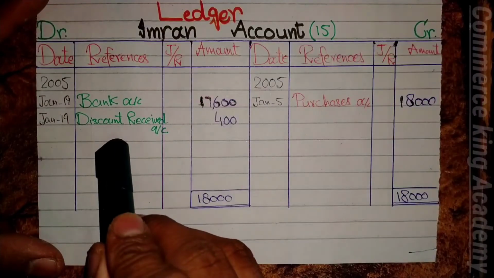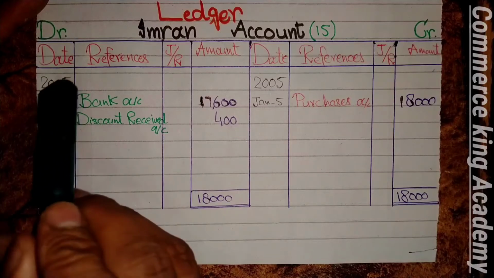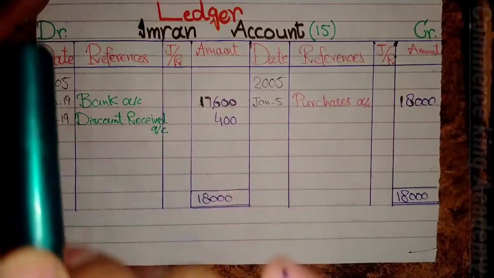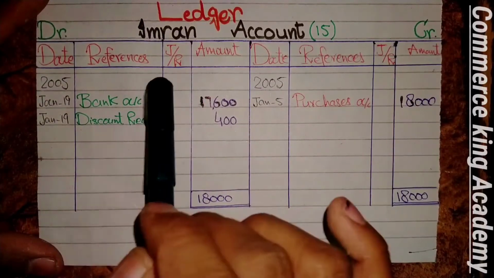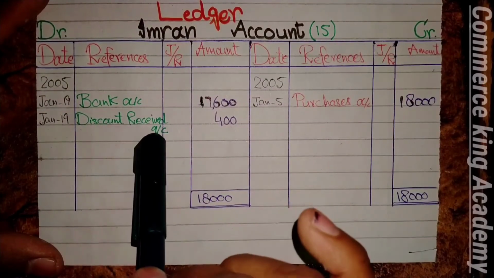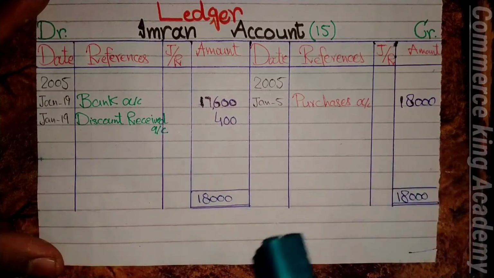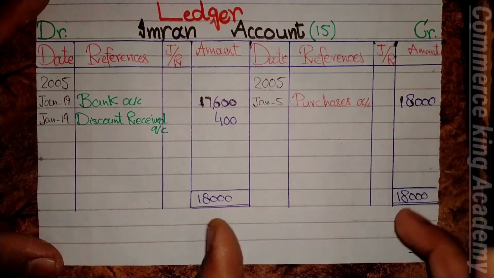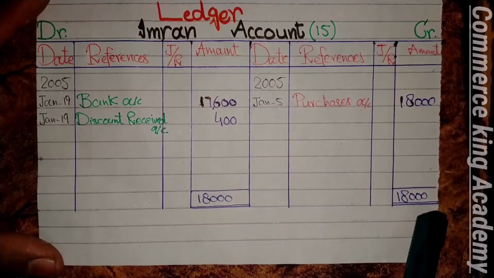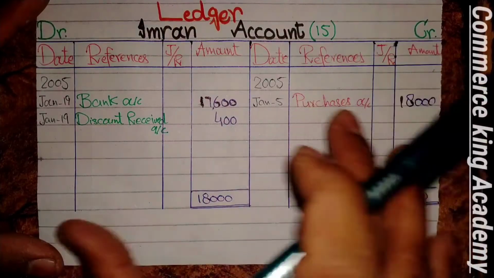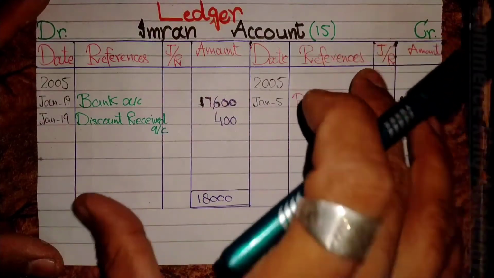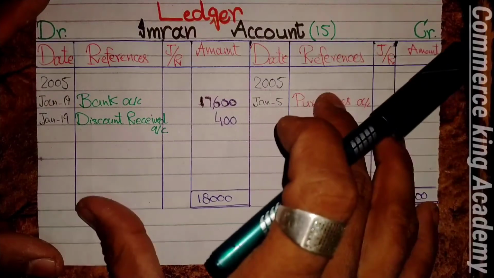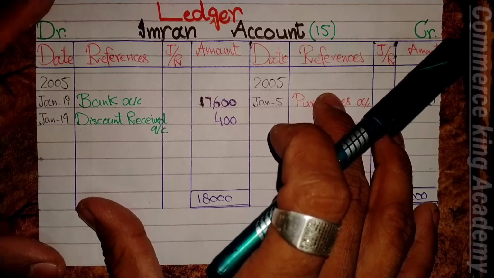So we will enter these accounts in this way, Jan 19 and Jan 19. So Imran account is debited here by these two accounts, this one bank account and this one discount received account. Okay, so the amounts of debit side and credit side of Imran's account are equal, 18,000 and 18,000. So there is no difference between both sides, and we have no debit or credit balance of this account. That means the Imran account has been settled completely here.